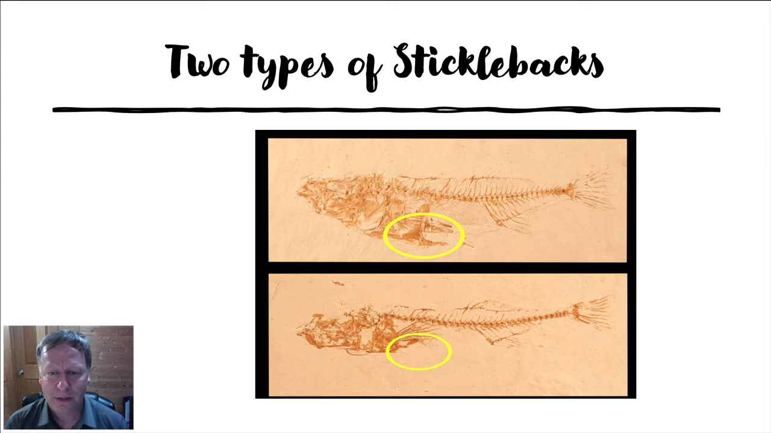So, sticklebacks. There are two different types of sticklebacks. There is a saltwater variety, which has a large pelvic spine sticking out. And there's a freshwater variety that does not have a spine sticking out. It's got a tiny spine that is internal and doesn't actually stand out. Okay, these are our two types.